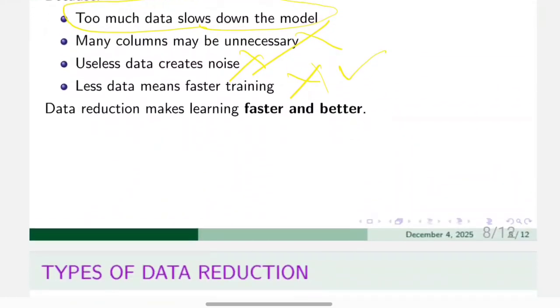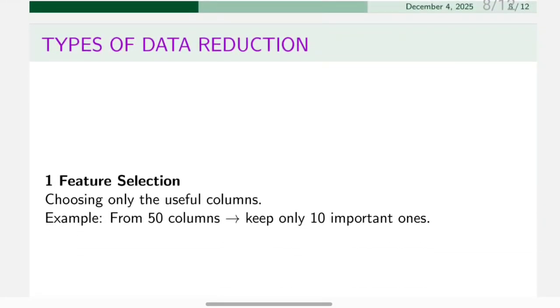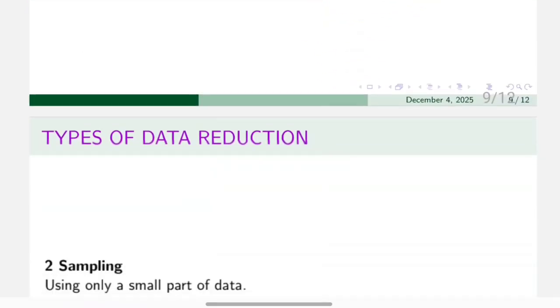There are some types of data reduction. The first one is feature selection. This means choosing only the important columns and removing useless ones. For example, from 50 features we only require 10 important ones. That is nothing but reducing the data, right?